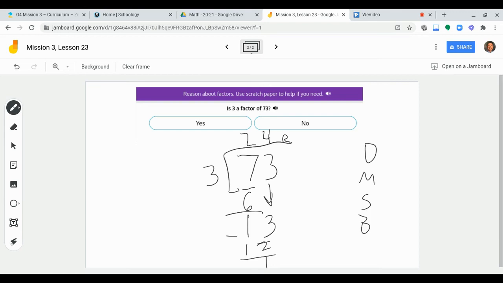There's nothing left to bring down, so the 1 I have is a remainder. 73 divided by 3 is 24 with a remainder of 1. Does this have a remainder? Yes, it does. If there's a remainder, it does not divide in evenly. Therefore, it is not a factor. 3 is not a factor of 73 because there was a remainder. That's what you're looking for. When you divide, if there is no remainder, then the number is a factor. If there is a remainder, then it is not.